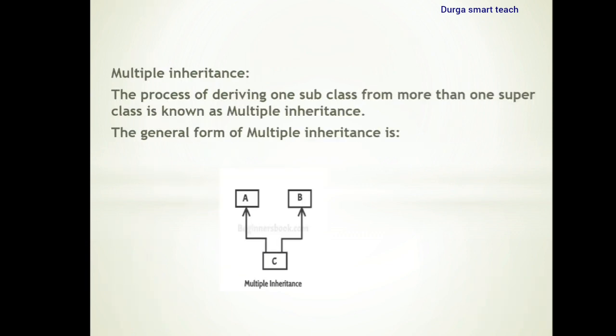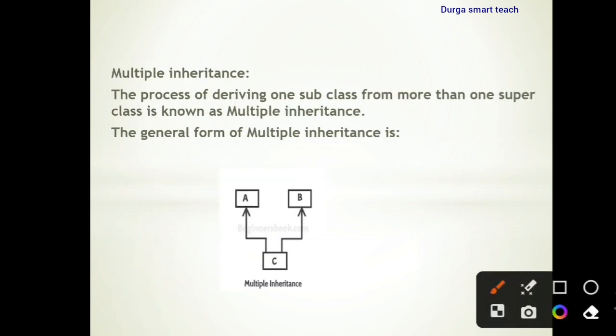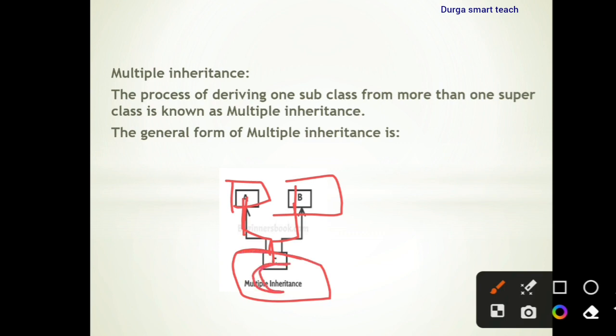Next, the fourth one is multiple inheritance. So multiple inheritance is nothing but the opposite of hierarchical inheritance. So here there are a number of parent classes. Okay, A is one parent class, B is one parent class. So from parent class A and parent class B, I am creating one child class, that is C. C is a child class.